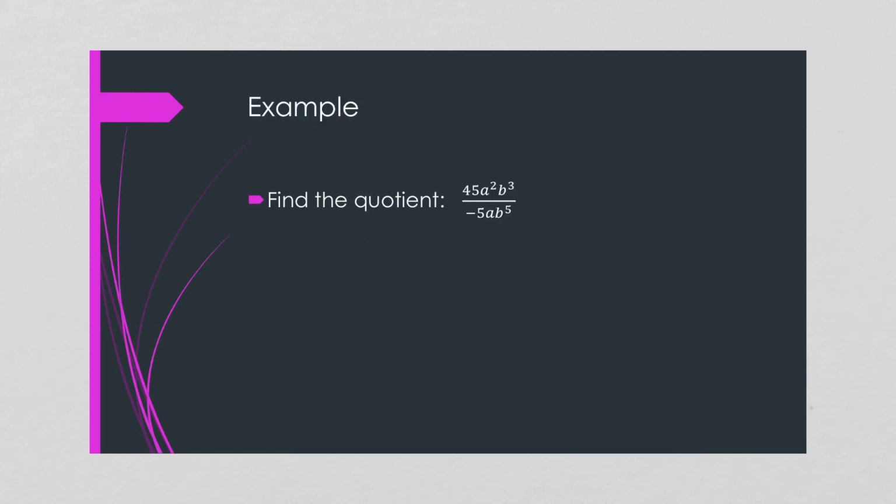Okay, so for this one, simplify each piece. So because 45 is bigger than 5, we will have our numerical coefficient in the numerator, okay? So 45 divided by -5 is -9. That will be in the numerator. Check out your a's. You have more a's in the numerator than you do in the denominator, so we will have a to the 2 minus 1, which is just a, okay? But look at your b's. You have more b's in the denominator than you do in the numerator, so the b's will stay in the denominator, and you subtract 5 minus 3, which is 2. This is our final answer.